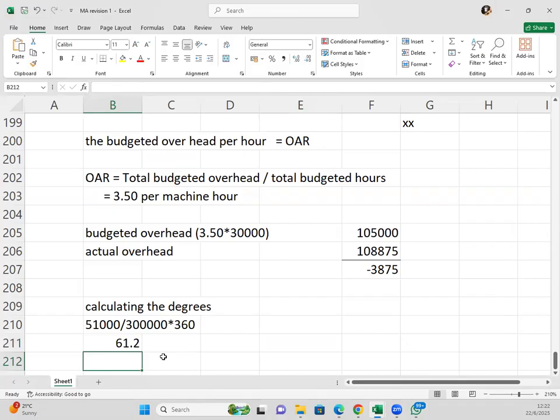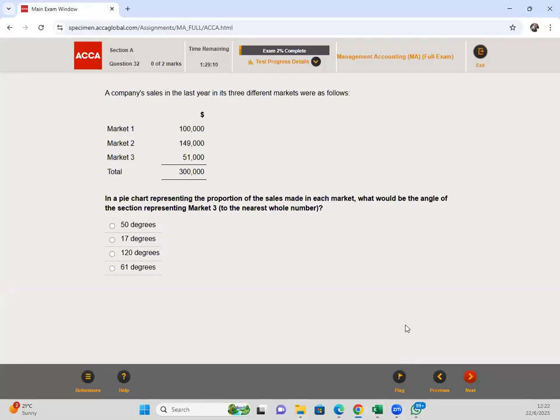So that's 61.2 degrees. To the nearest degree, that's 61 degrees. So the correct answer there is 61 degrees. A pie chart expresses the information as a percentage of 360, so we multiply. We say 51 over the total times 360. For market two, that's 149 over 300 times 360. Now let's move on.